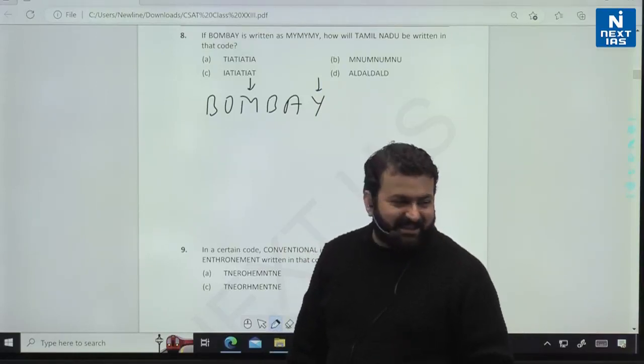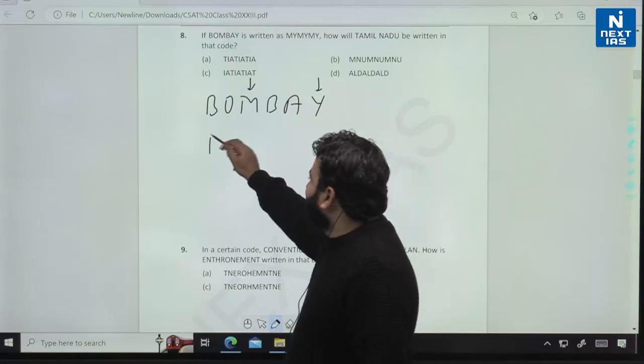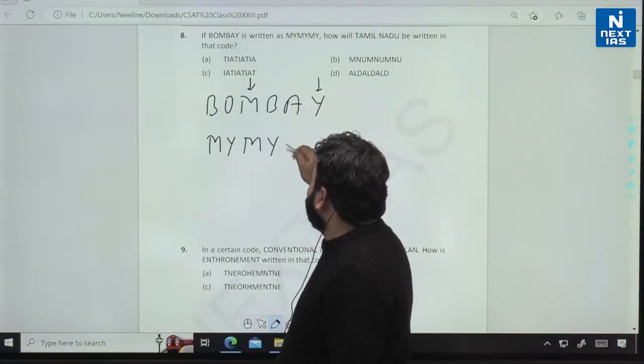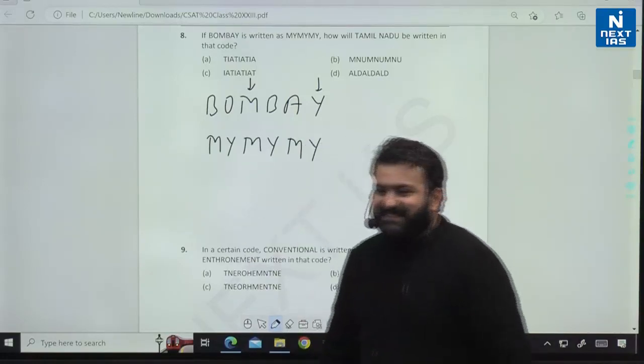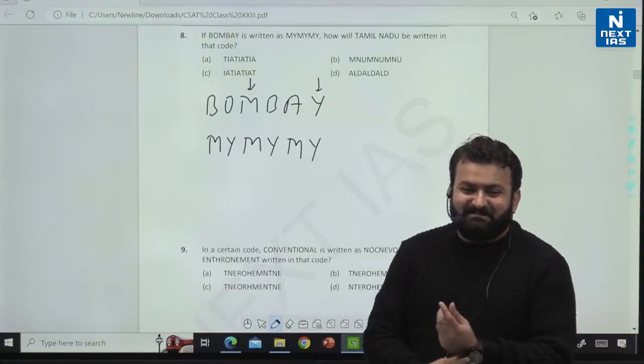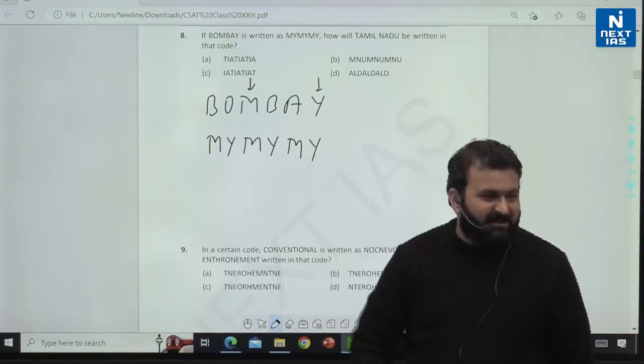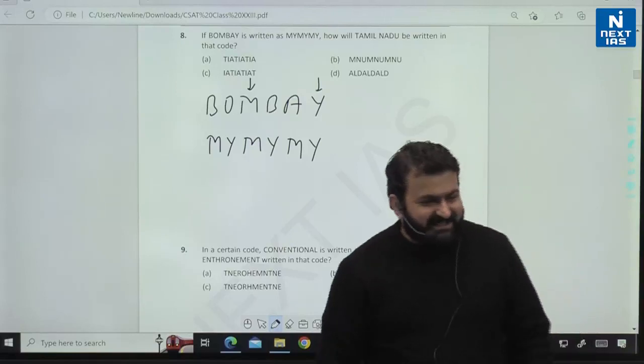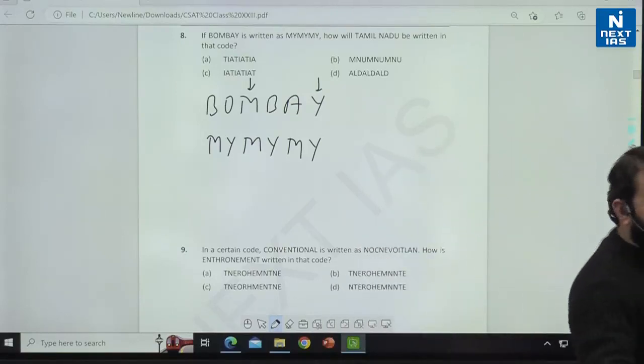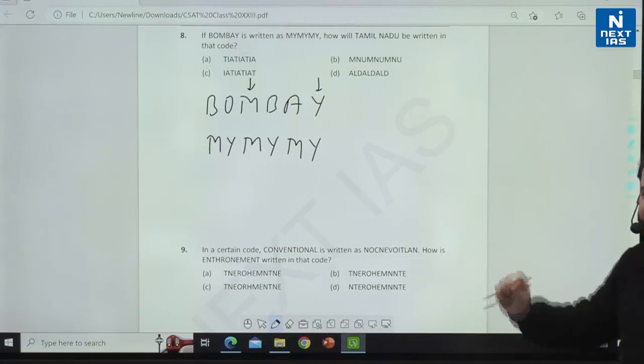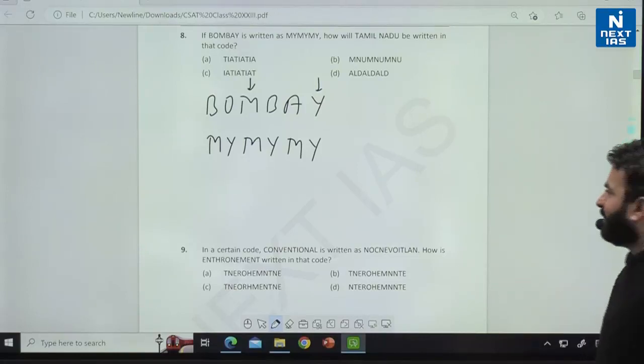So what is the code here? Third letter and sixth letter are just repeated: MY. There is no meaning of position and all. Just the third and sixth letters are used in the code.